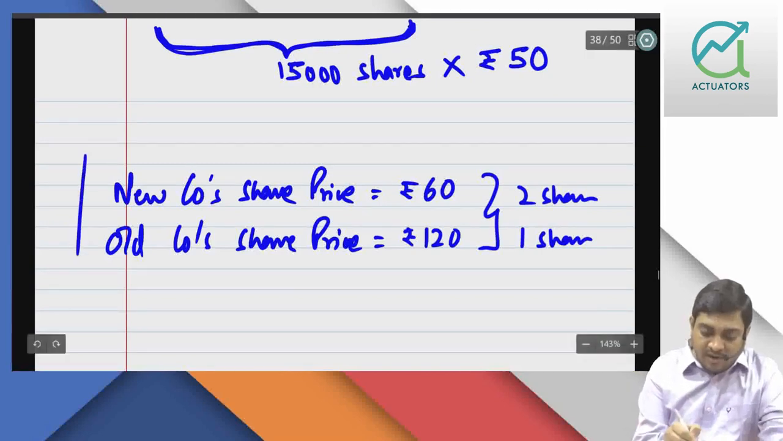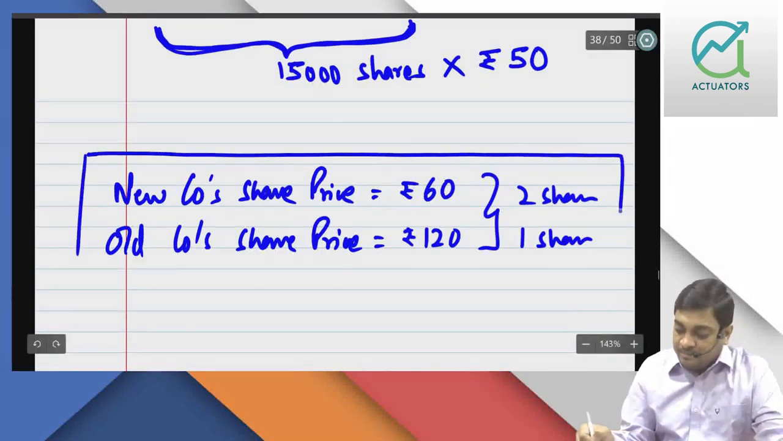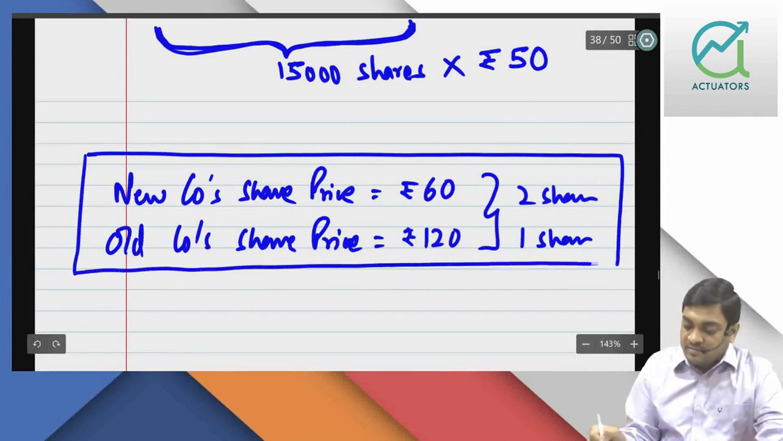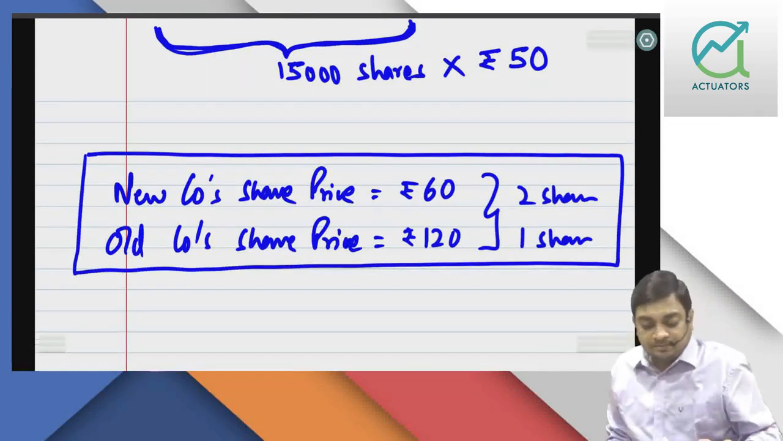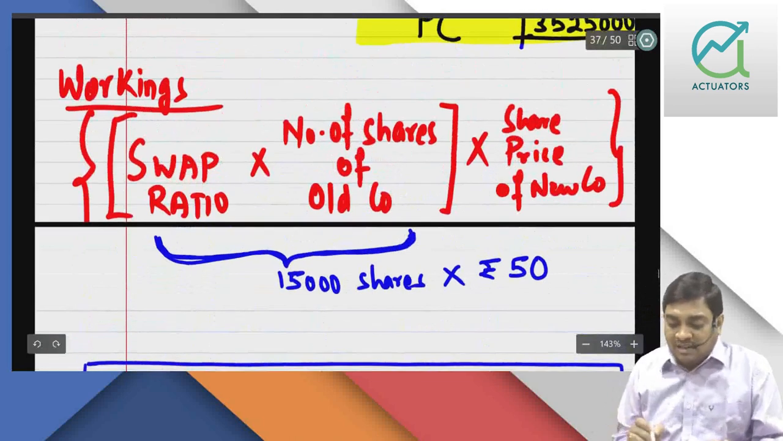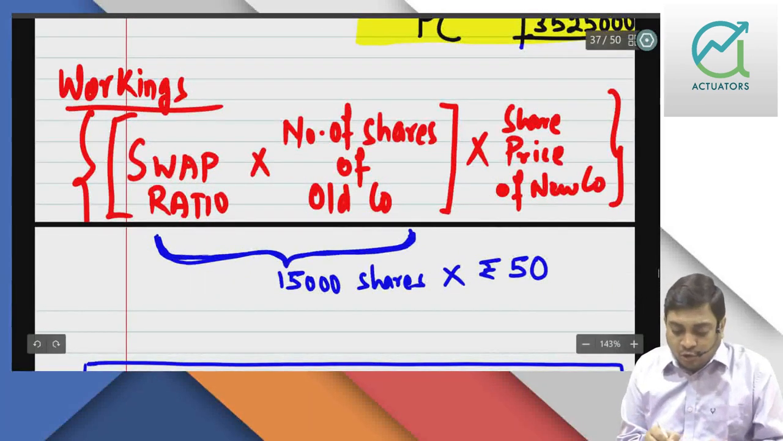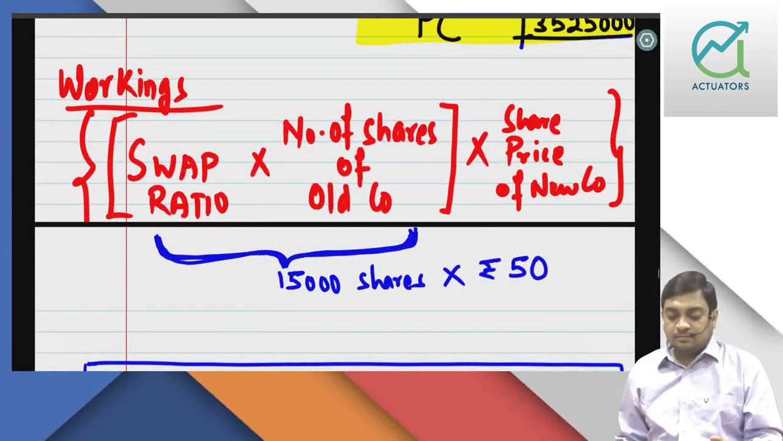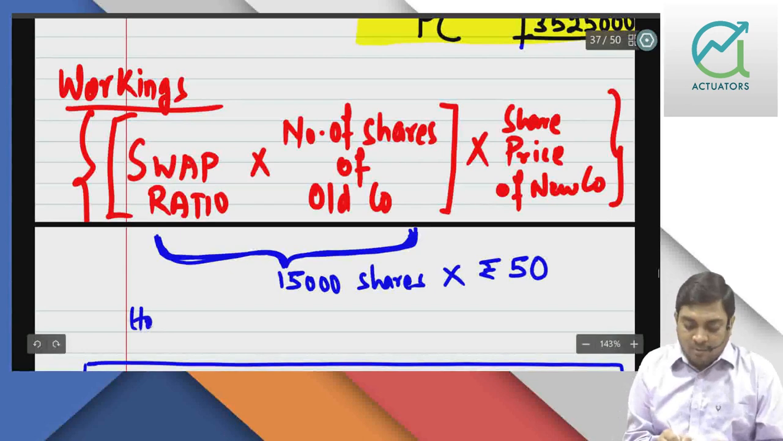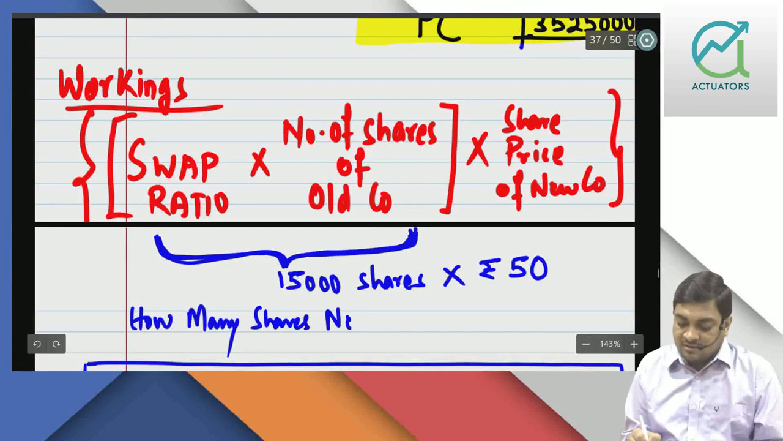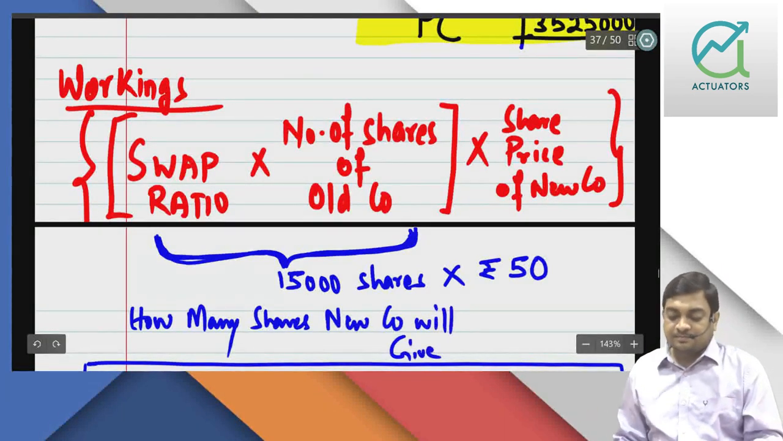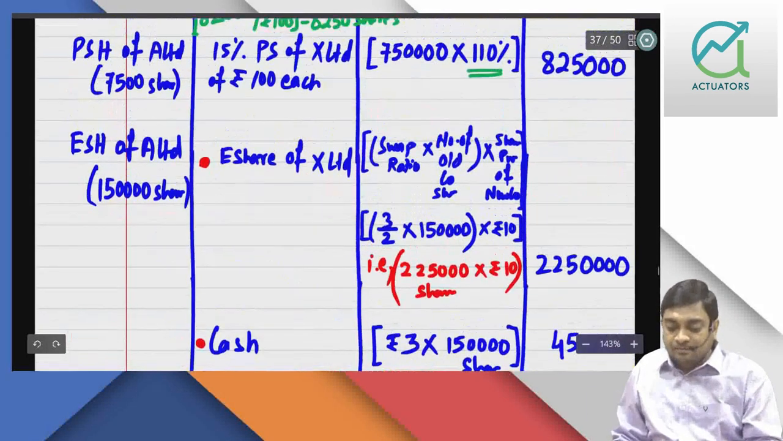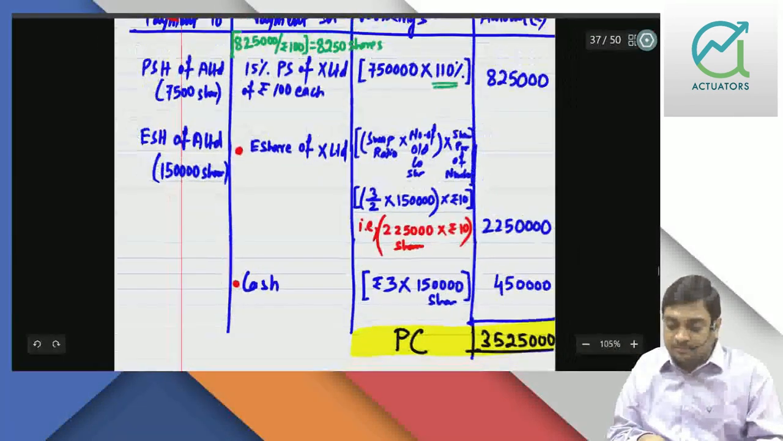So like this, swap ratio is calculated, but in our exam, this swap ratio will be given to us. So swap ratio multiplied with number of shares, and automatically you come to know how many shares the new company will give in total. Right, that is what we have done here. You can just have a look.